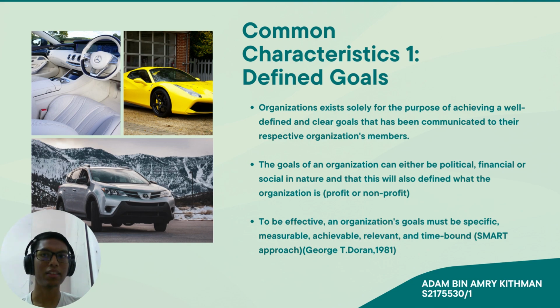Now, specific goals are clear and well defined, while measurable means that the goals can be quantified and tracked. Achievable goals are realistic, and relevant goals align with the organization's mission and values. And finally, time-bound goals means that an organization has a specific deadline or timeline for completion. And we can see that goals will set apart different organizations. From the example pictures in the slide, you can see that all of the manufacturers in the slide, which are Mercedes, Ferrari, and Toyota, are making automobiles. But because of their different goals, they will create different end results and different types of cars.